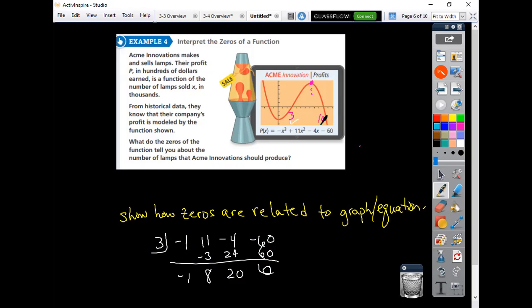Let's try the 10 over here. So now we're going to take the 10 out of this one and see if that still works and see what's left. Bring down the -1. 10 times -1 is -10. Add straight down. 10 times -2 is -20. Add straight down. So that also works. So we have x minus 10. First one was x minus 3.